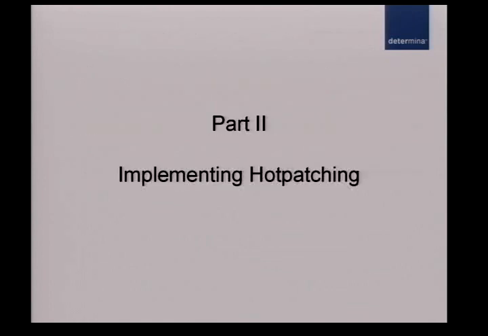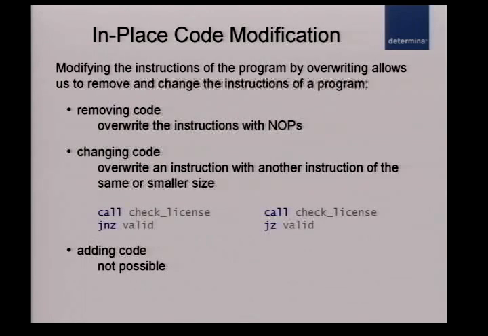So now we're going to move on to how to implement these hot patching systems. The simplest form of hot patching is to just modify the code in place. You can use this to remove code from the application by overriding its instructions with NOP instructions. You can also use it to replace some instructions with others. One limitation here is that the instructions have to be of the same size or possibly smaller. You cannot add new code to the application.